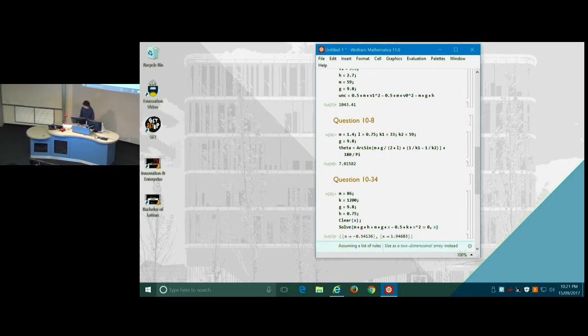And so I find that the distance by which the rope stretches, so the amount by which this rope has been stretched before it brings him to a stand, is going to be 1.95 meters.